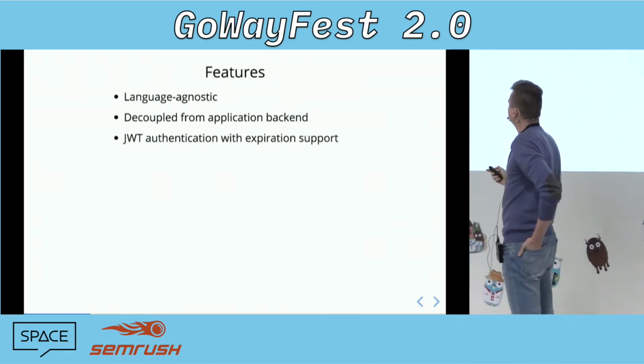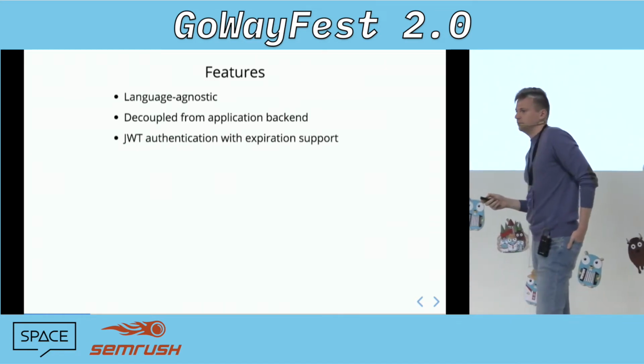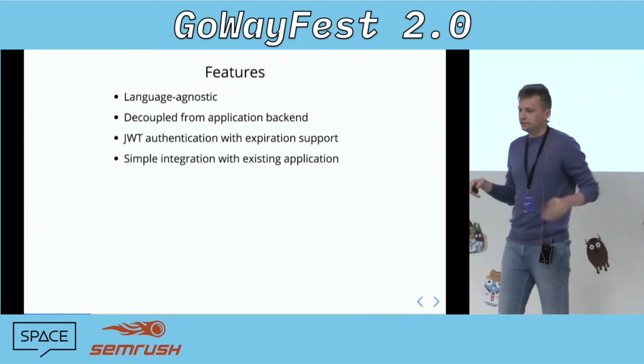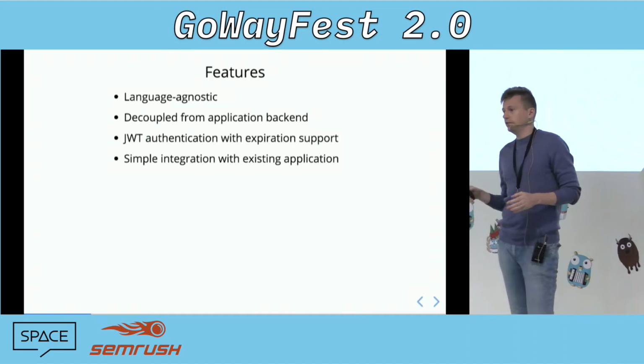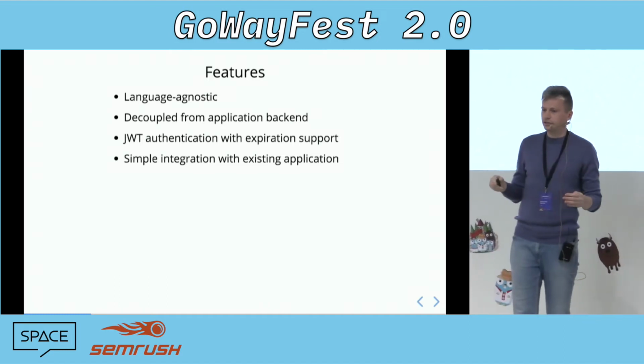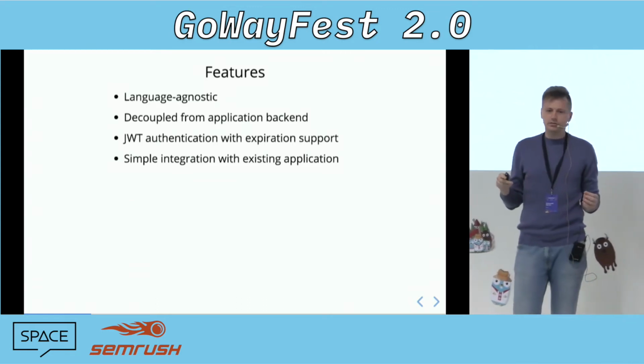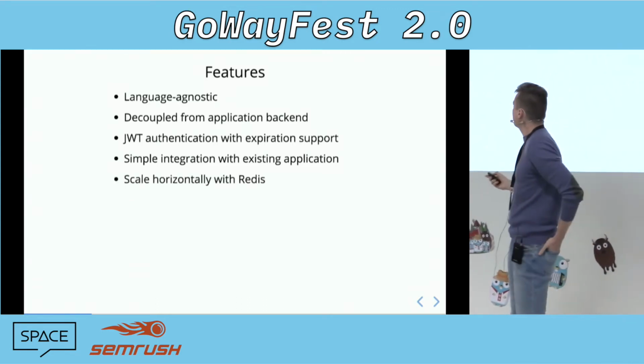Centrifuge supports JWT authentication with expiration support. You can simply integrate it with an existing application. You don't need to rewrite your application code. You just need to write several lines of code to integrate with the Centrifuge API.